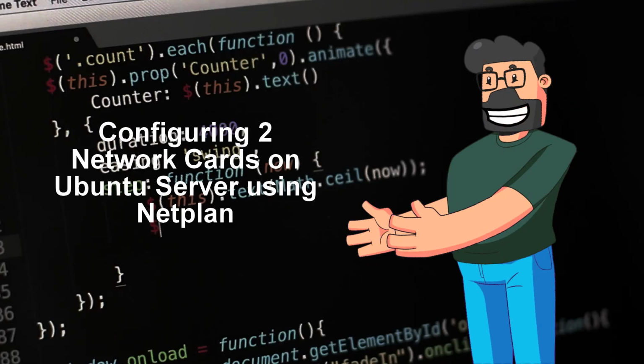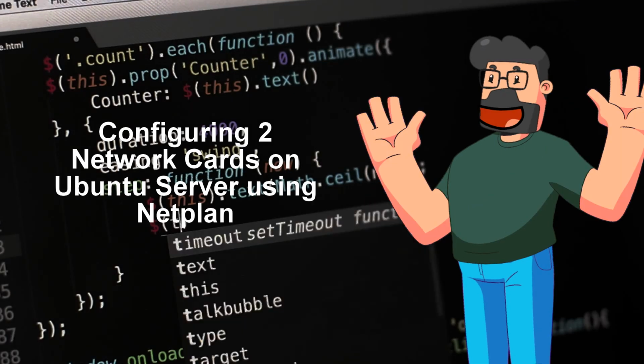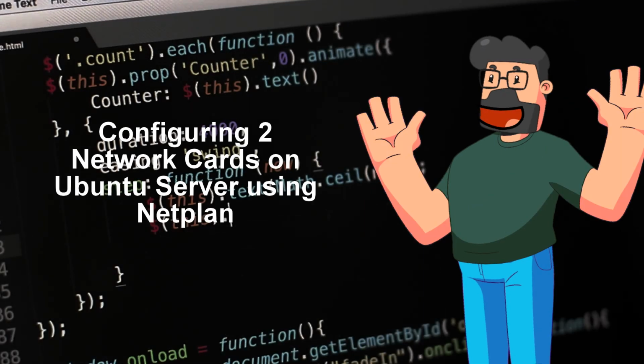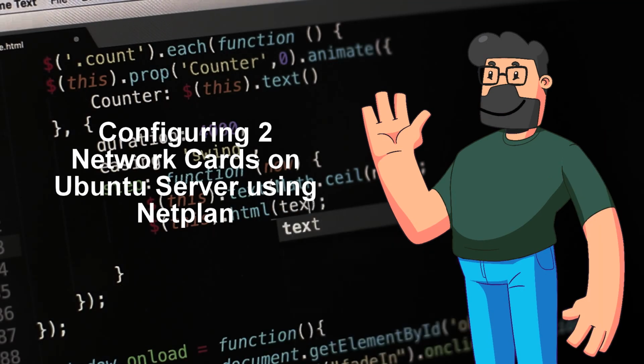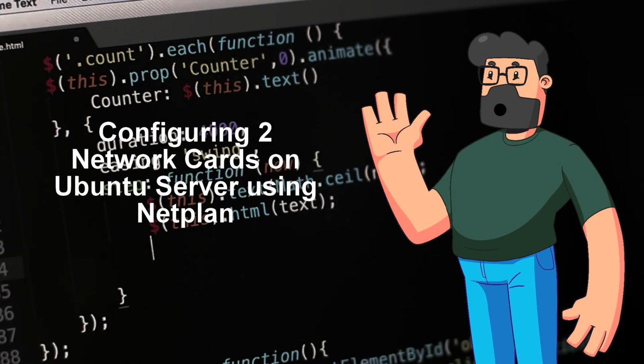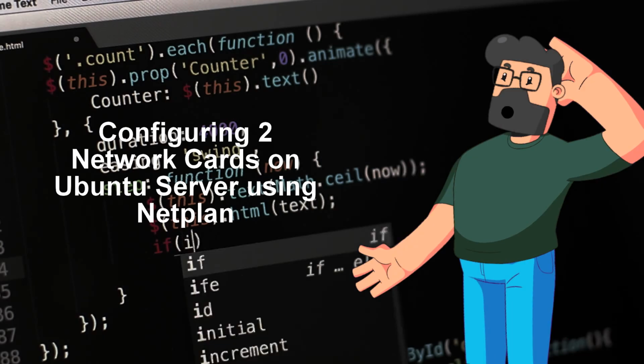Hey there! In this video, we're diving into a common networking problem that many face when setting up a server with multiple network cards. The problem arises when trying to configure one network card with a dynamic IP and another with a static IP, resulting in connectivity issues.